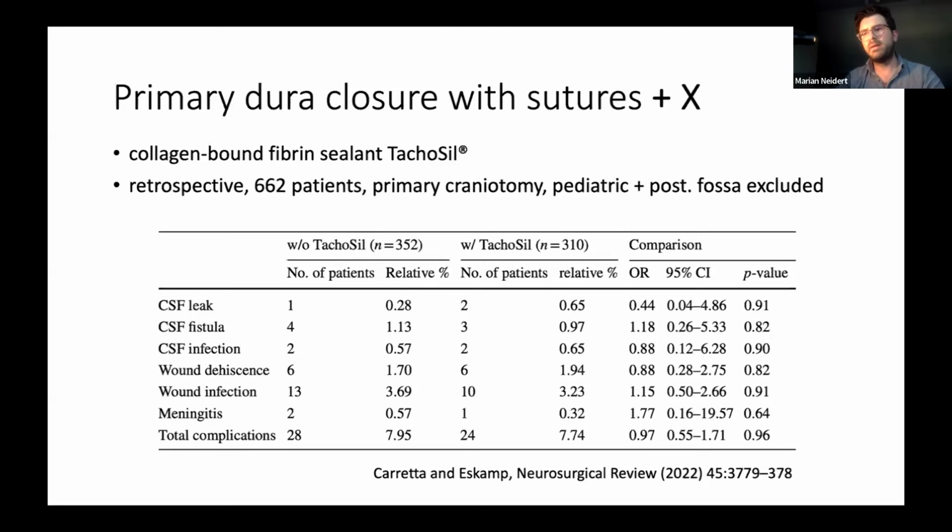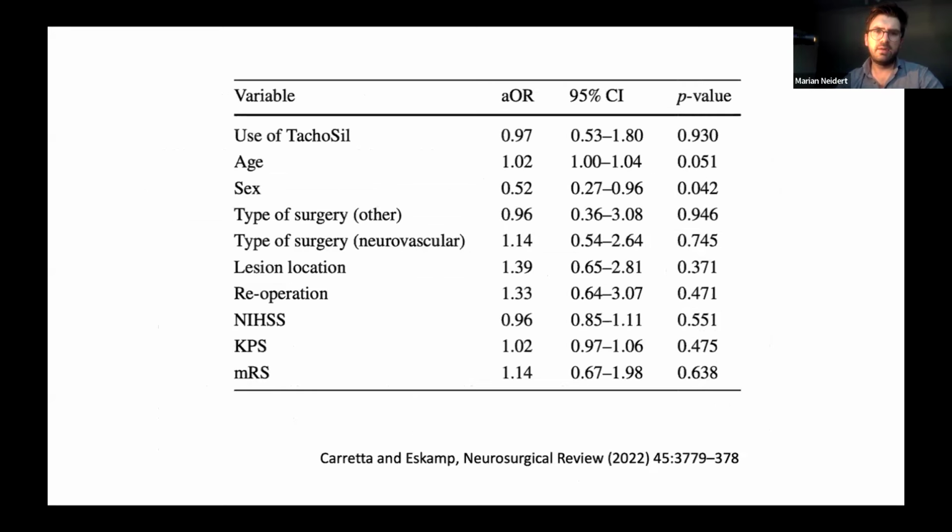And he compared those cases where primary closure without any additional sealant was performed versus those where fibrin sealant, collagen-bound fibrin sealant, Tachosil, was used. And he basically did not see any striking advantage in augmenting the primary closure with Tachosil. That was also evident in a multi-factor analysis, where the most significant signal was detected.